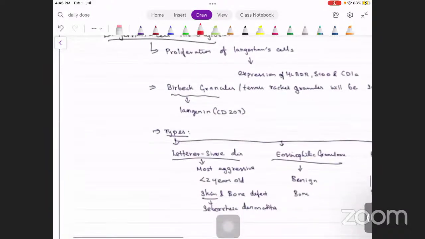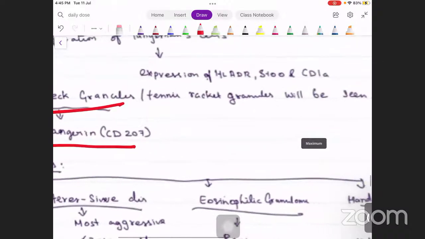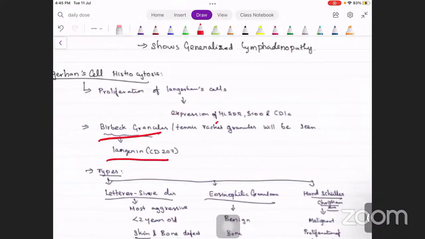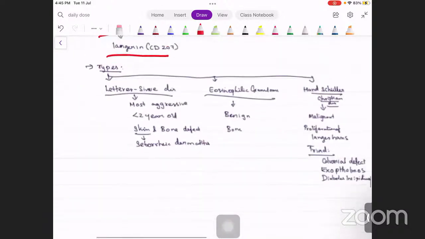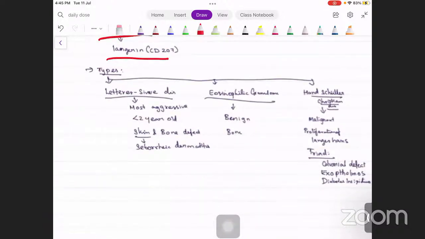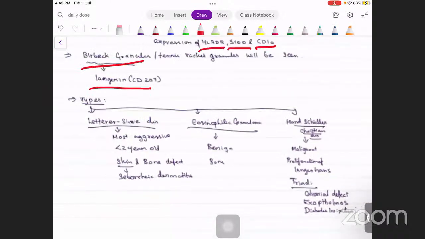Speaking about Langerhans cell histiocytosis, where you see the Birbeck granules or tennis racket granules and Langerin protein, which is a marker of CD207. And apart from that, it may express HLA-DR, S100, and CD1a. HLA-DR, S100, and CD1a and CD207 with the Birbeck granules. Okay, then you have the types: Letterer-Siwe disease, eosinophilic granuloma, and then you have Hand-Schüller-Christian disease.